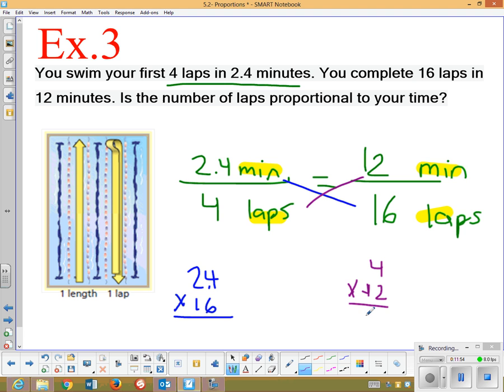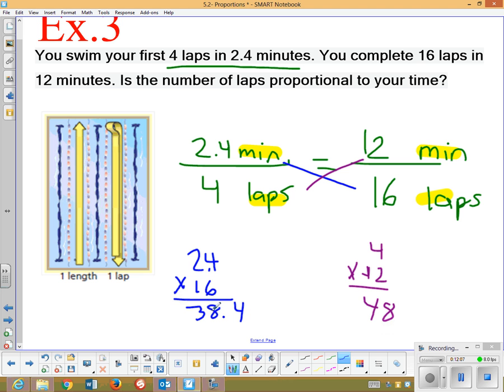So what can I say about these two ratios and this proportion? They are not the same. So in other words, they are not proportional. So I'm going to set a not-equal sign in the middle for both of these. We're going to say it's not a proportion. So the answer is no. Is the number of laps proportional to your time? No.